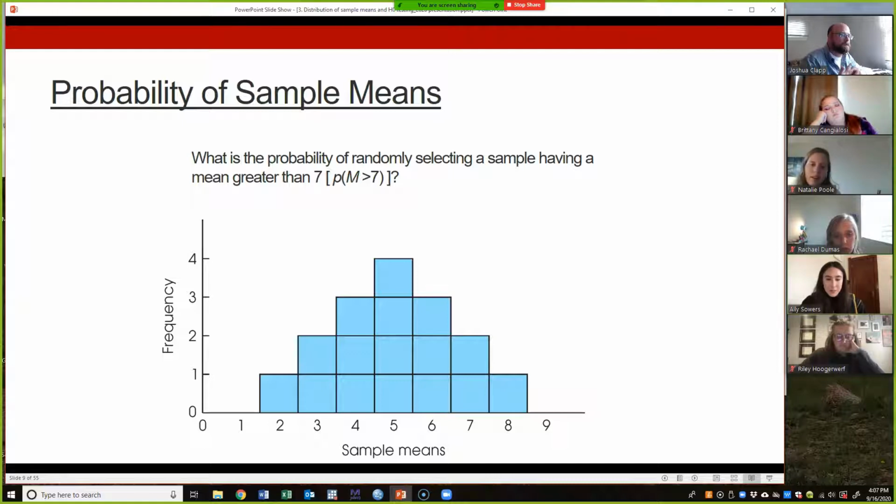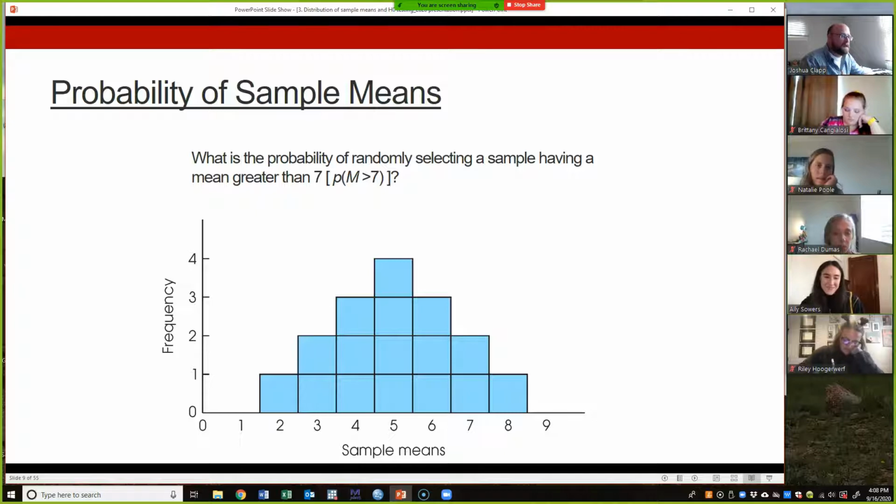It's going to be 1 out of however many are in here. Yeah. 1 out of how many? 16. 1 out of 16.